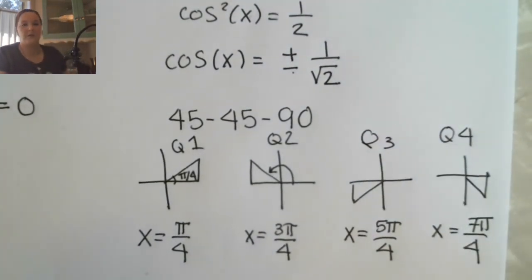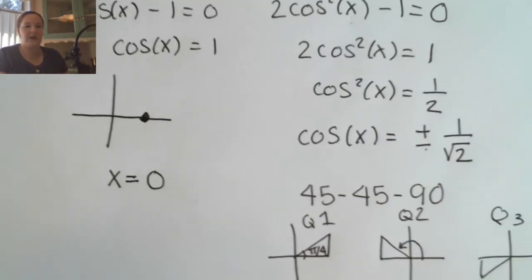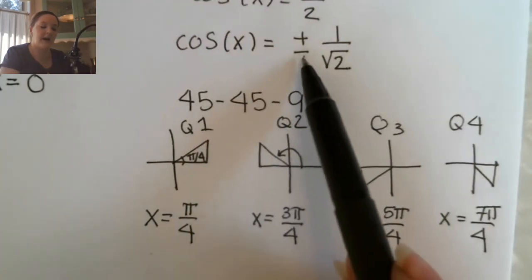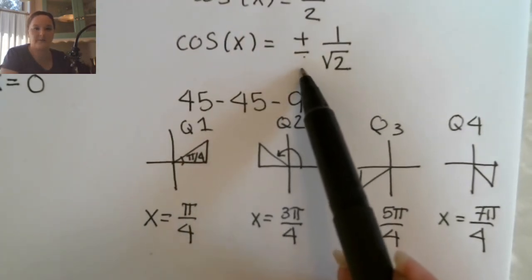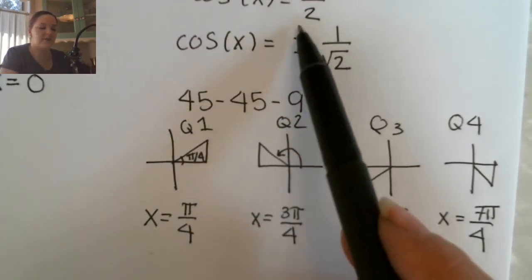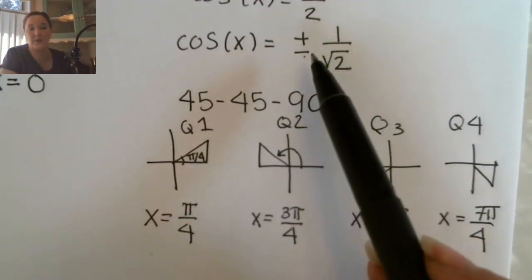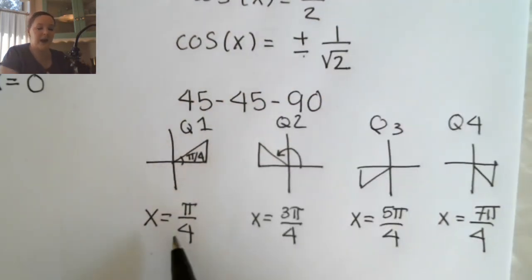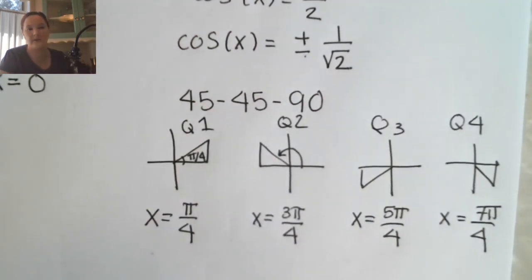So we're only getting one solution from this factor, but we're getting 4 solutions from the other factor, and it's because we have this plus or minus. The plus or minus was what before was letting us tell which quadrant we were in, but because we have both choices, we could be in any of the 4 quadrants.